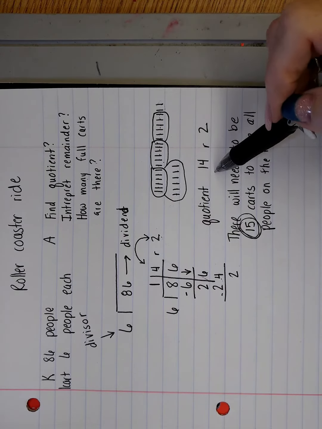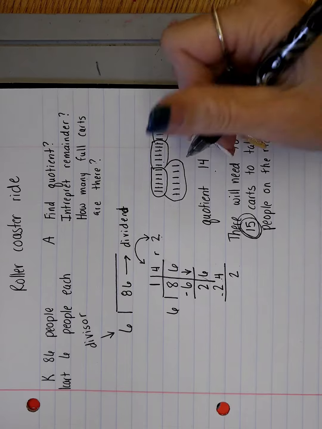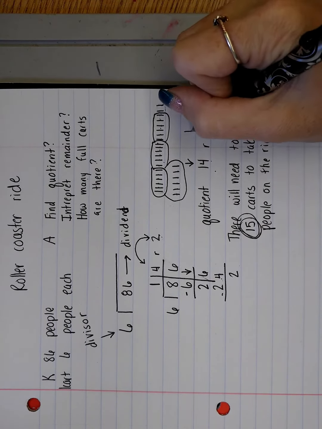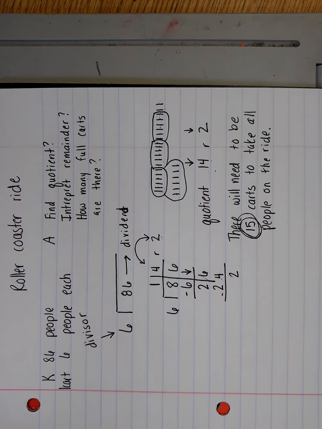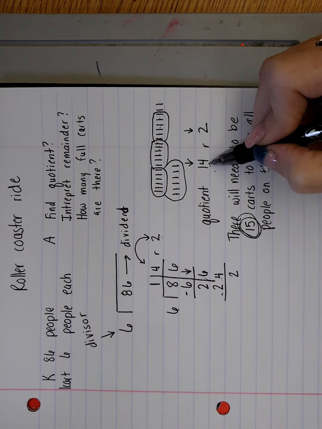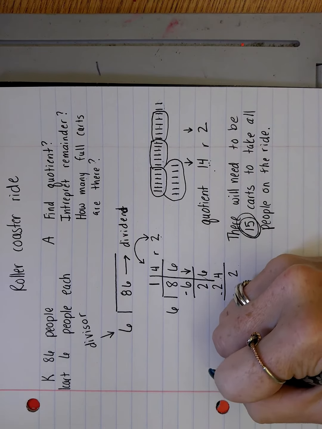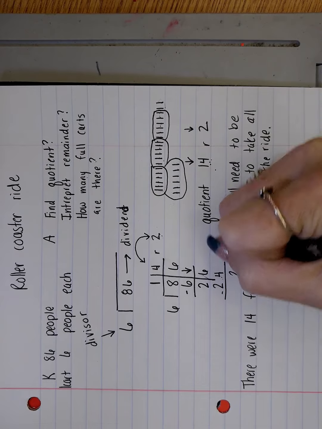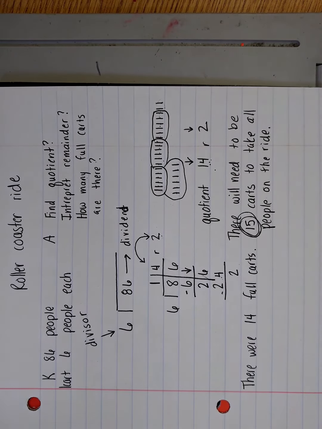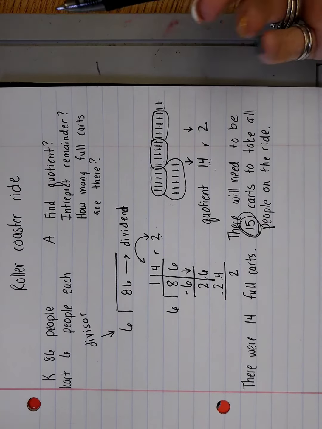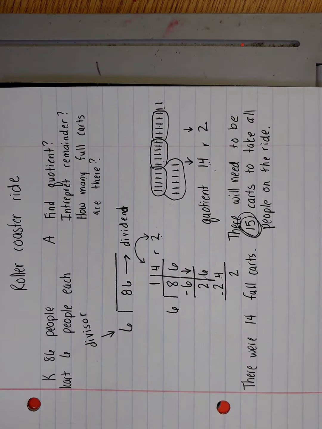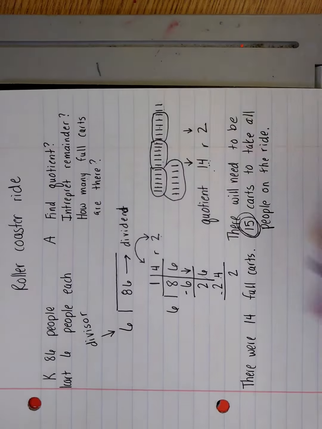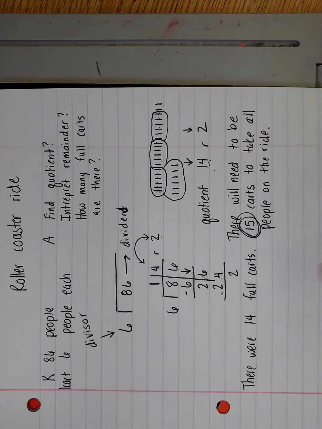Well, that's looking at my quotient and deciding what number represents what. The first number represents my full carts. The second number represents how many people are not in a full cart. So there are 14 full carts. That's how I answer this problem, and it addresses finding your quotient, interpreting the remainder, and also understanding how your quotient is broken up.